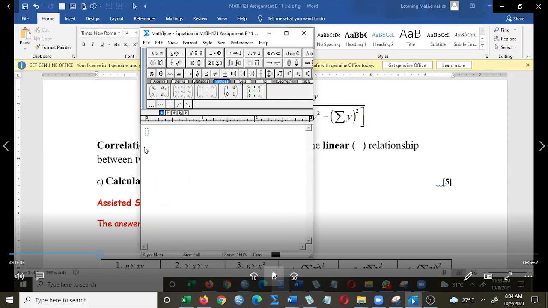What does it bring to memory? Starting with y is equal to mx plus c. Okay, so let's go over that again.